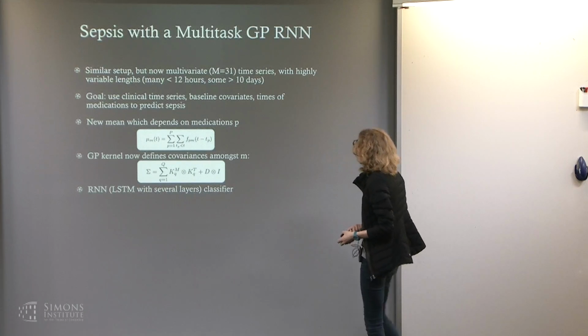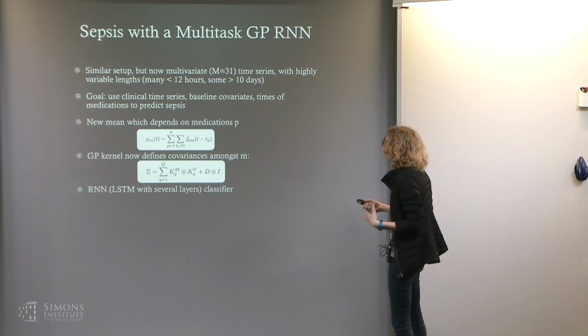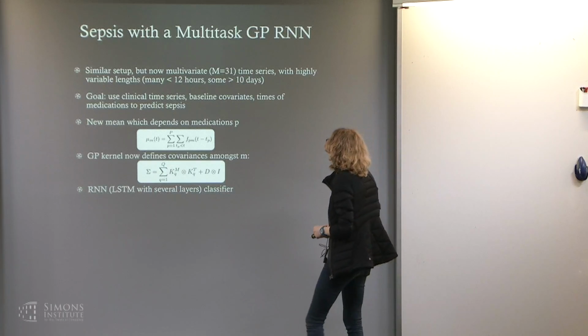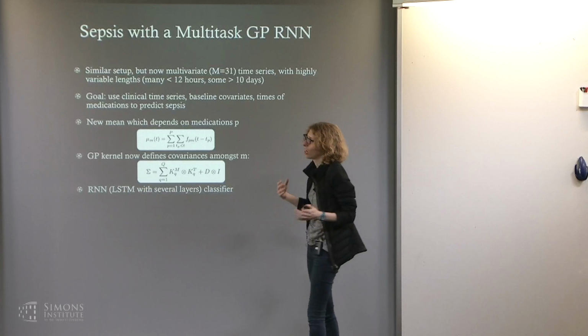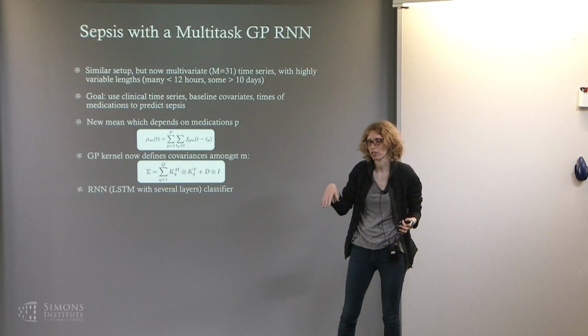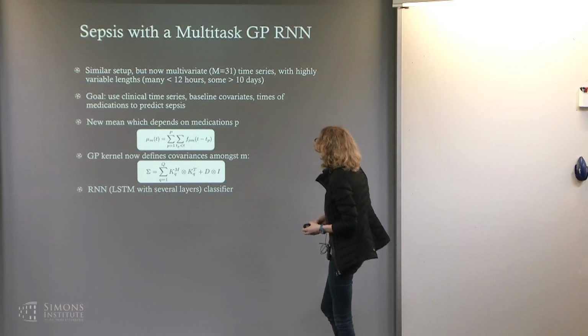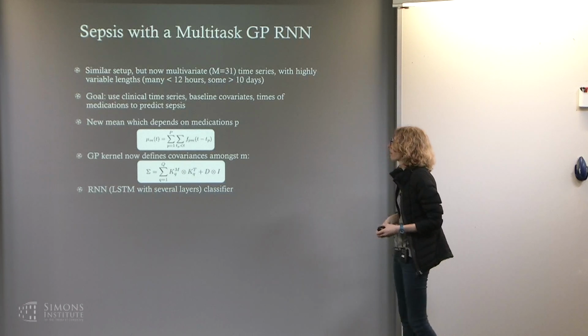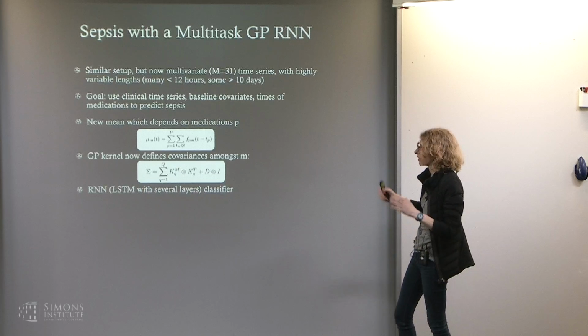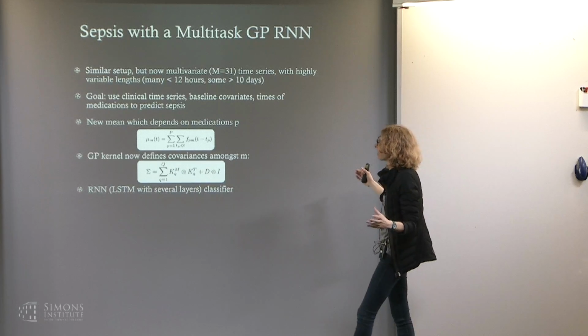Okay, so what we do is, again, we have a similar setup, but we now have a multivariate time series. So we have a time series basically for each one of those vitals, each one of the lab values that got taken. These are highly variable in length. A bunch are less than 12 hours long. Some are more than 10 days long.